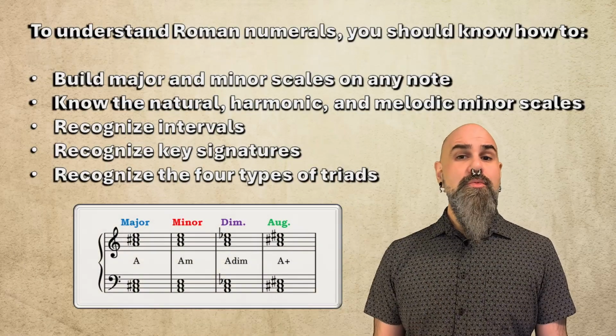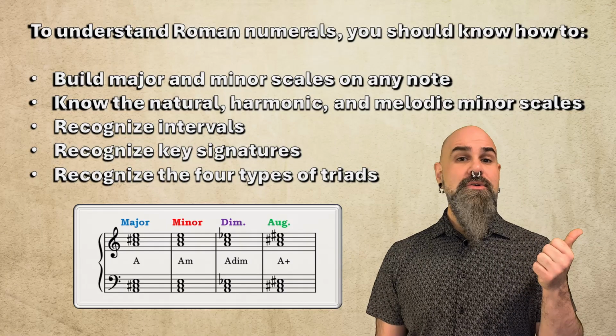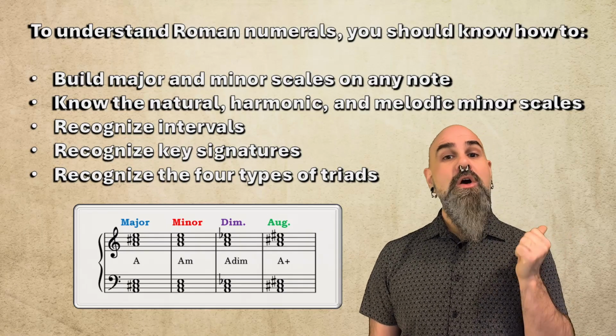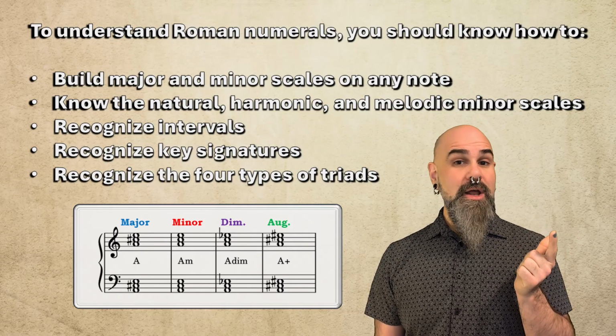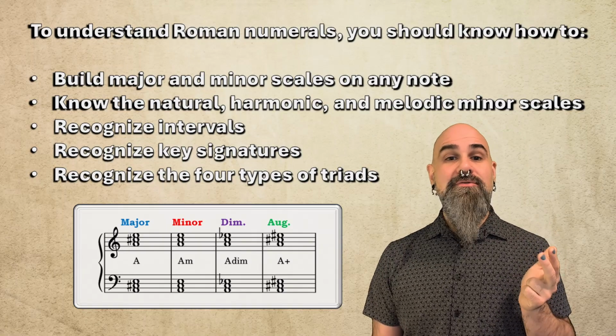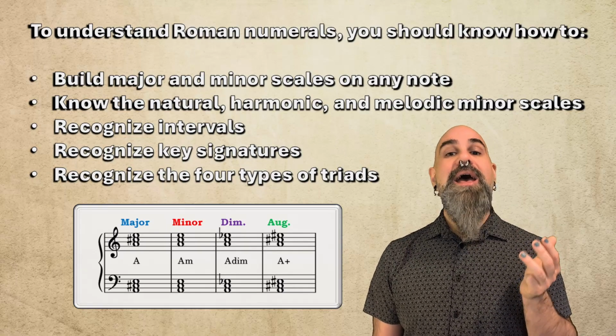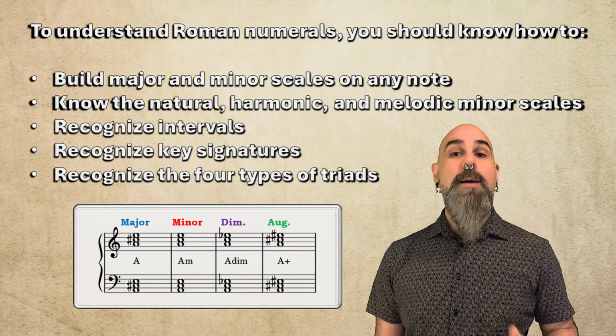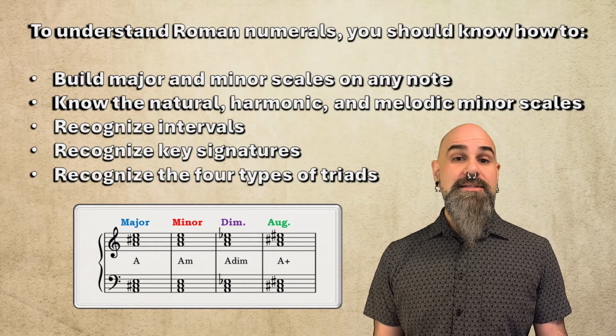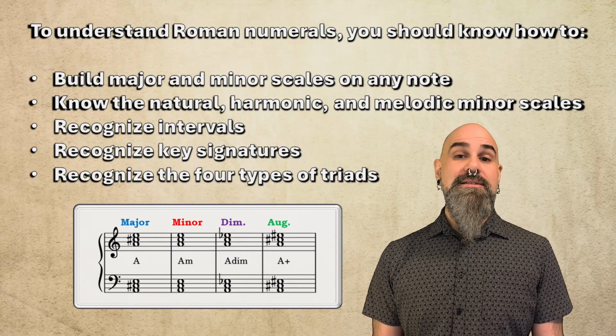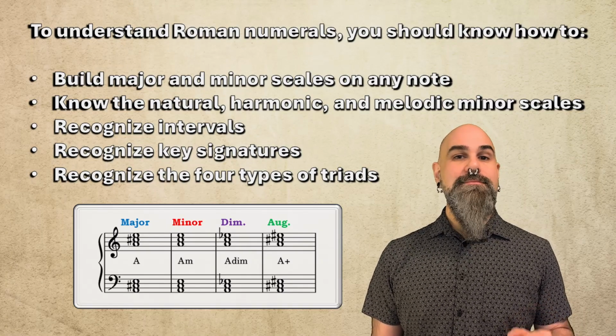To understand Roman numerals, you should know how to build major and minor scales starting on any note, know the natural, harmonic, and melodic minor scales, recognize intervals, recognize key signatures, and recognize the 4 types of triads: major, minor, diminished, and augmented. If you're not confident in these concepts, brush up on them and head back here.